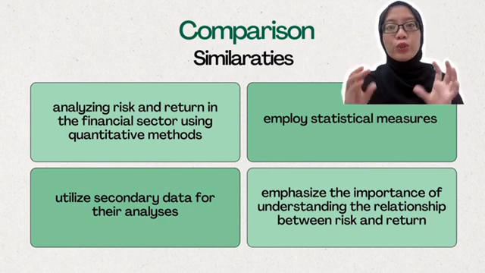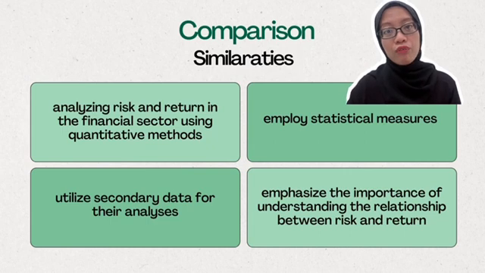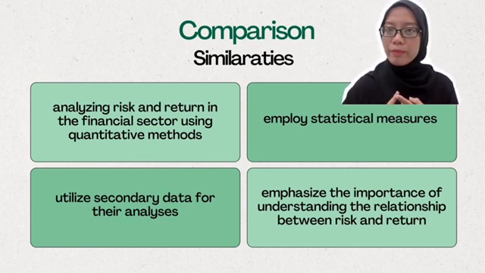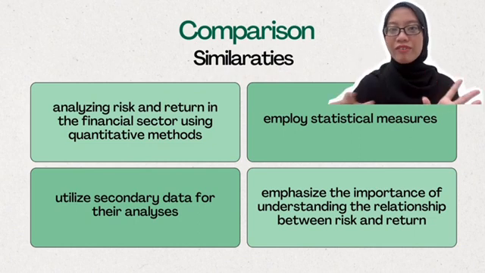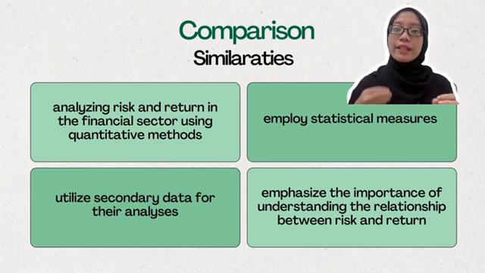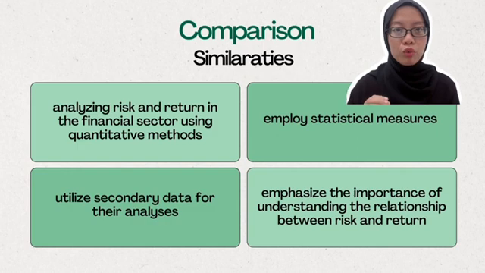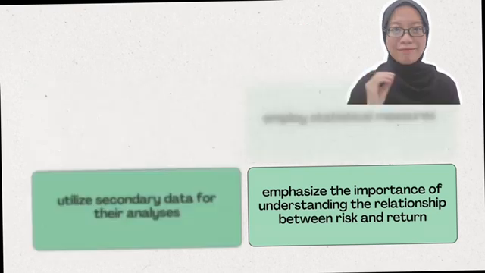So both studies utilize the secondary data for their analysis. So Article 1 using data from the Bank Nifty index, and the Article 2 using data from the Sensex market. So additionally, both articles emphasize the importance of understanding the relationship between risk and return for making informed investment decisions.